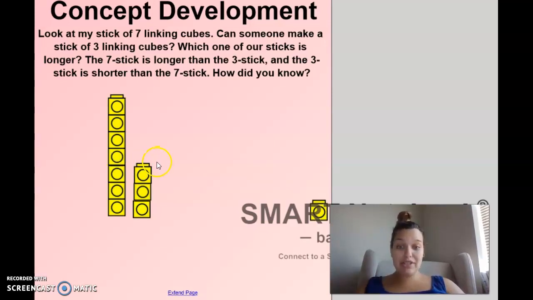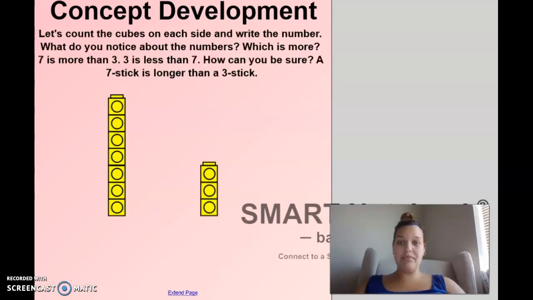Yeah, look at it. You can just stop right here and look at all this extra. If I asked you to find the longest, you would say, well, look at all these extra cubes on top of this stick right here, right? Or if I asked you to find the shortest, you would say, this stick is much shorter than this stick. Great job.